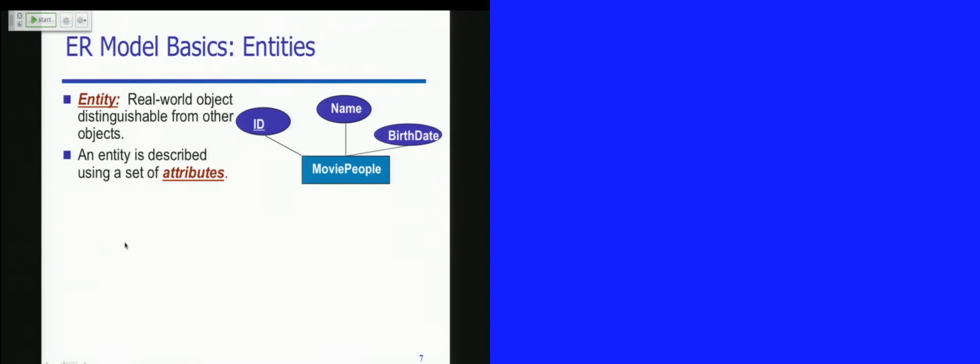Okay, so here's the first pretty picture we're going to look at. Many to come. Ta-da! This is an entity. So an entity is a real-world object that's distinguishable from other objects that we have.